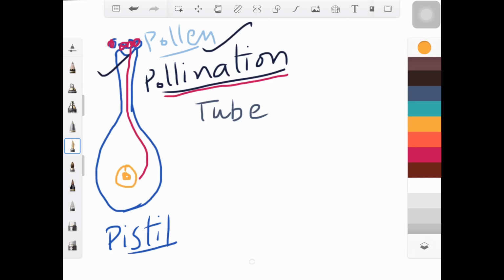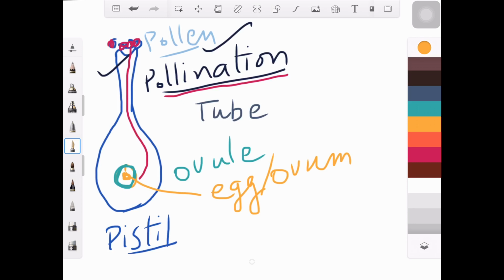That is the egg cell, the ovum. The outer structure is the ovule, whereas the yellow portion that you see here is the egg, that is the ovum. Another name for this is, any guesses? The female gamete.